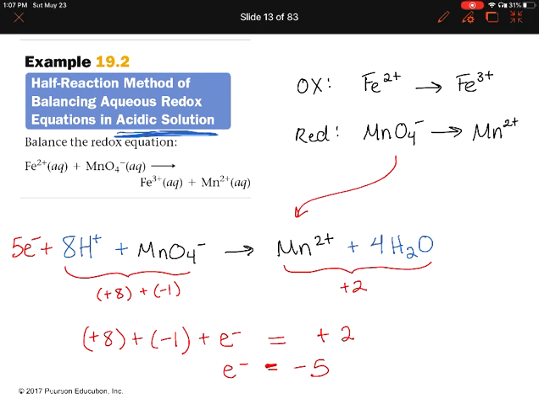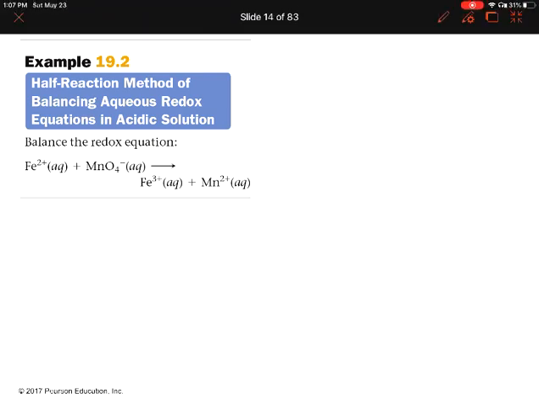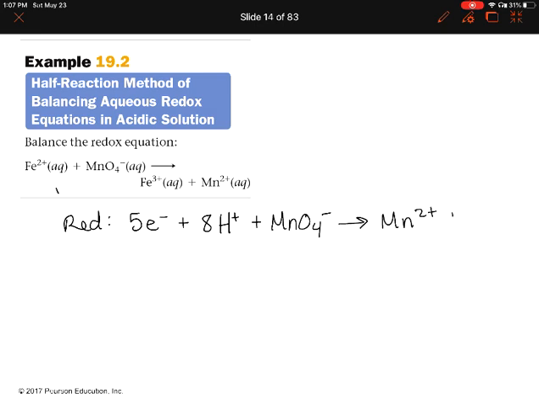Okay, so let's see. Let's rewrite that reaction. Okay, so that's our redox reaction, or reduction half reaction. So we have 5 electrons plus 8 hydrogen ions plus permanganate, which becomes Mn2+ plus 4H2O.